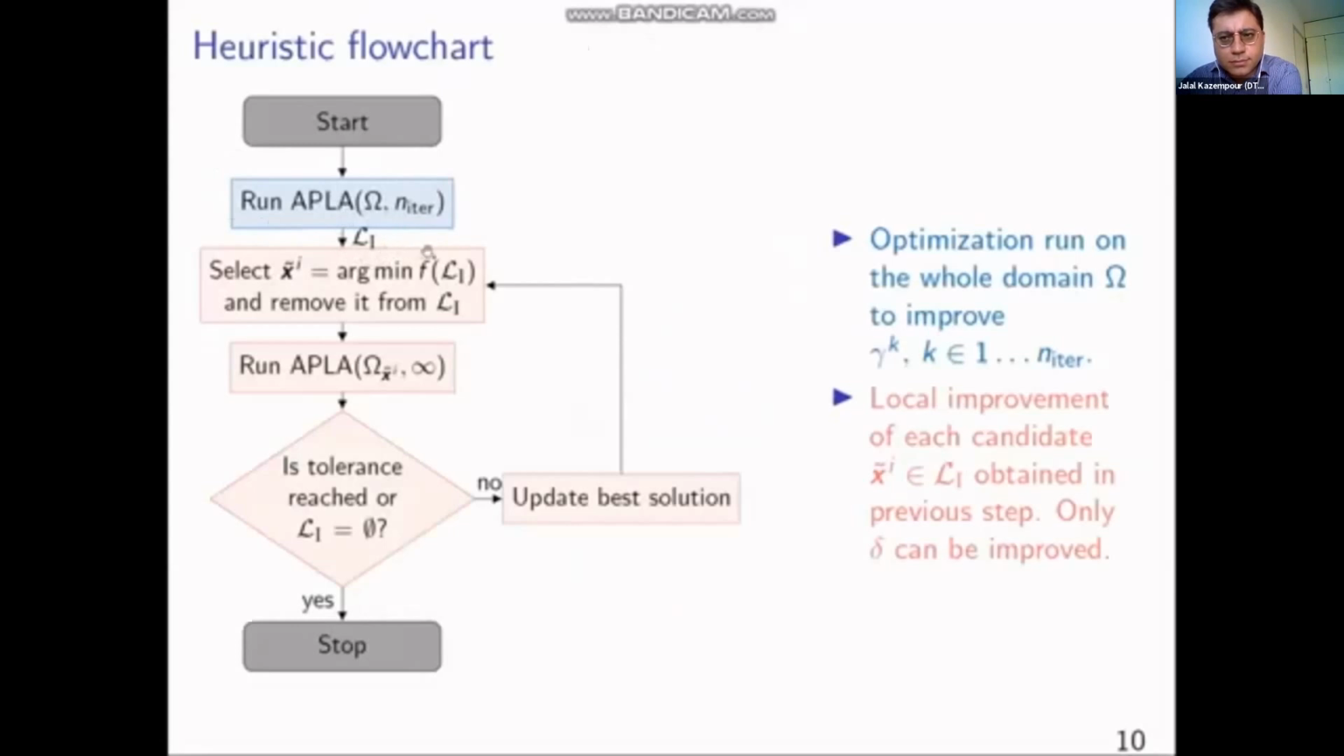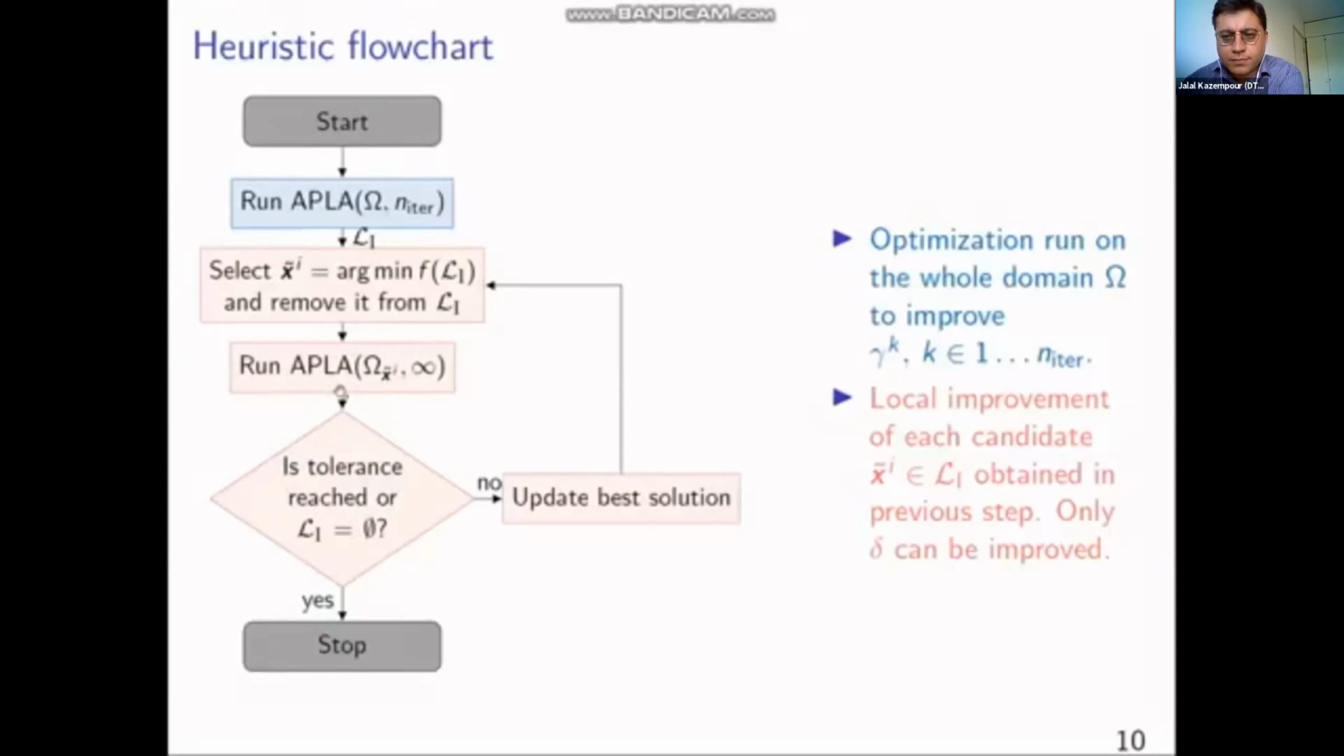And then what we've done is we're going to iterate through this list, and for each item x tilde I, we solve the problem on a restricted domain around that item. I will explain in a minute how we compute this restricted domain. And then we check the tolerance and we iterate through the whole loop.